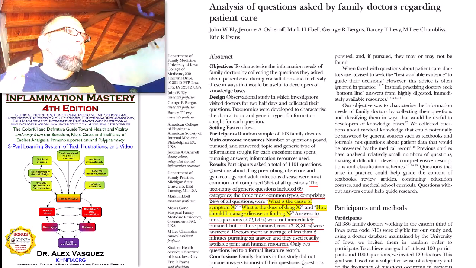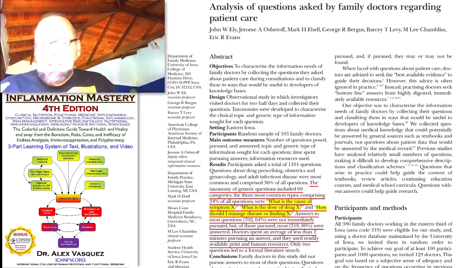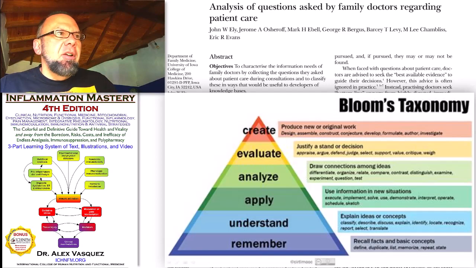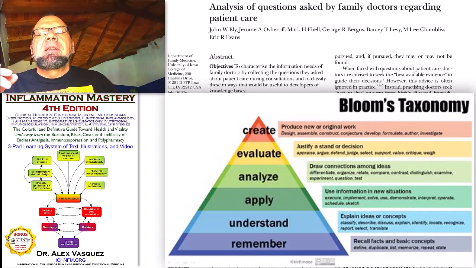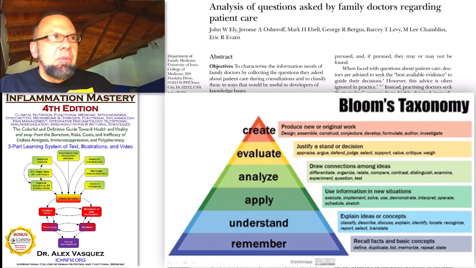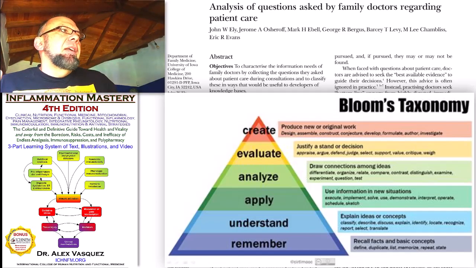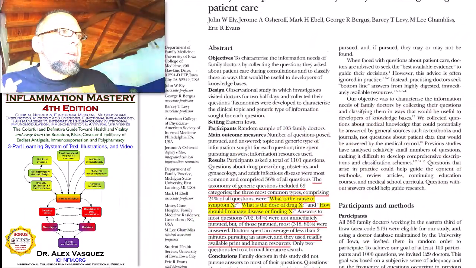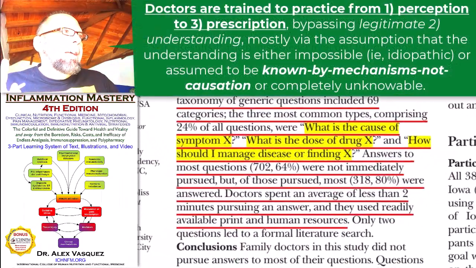Results. The taxonomy. So remember I was talking about Bloom's taxonomy and how boring that is, and how I think the model sucks because it doesn't include predictive ability. I'll try to get back to that in a moment. The taxonomy of generic questions included 69 categories.